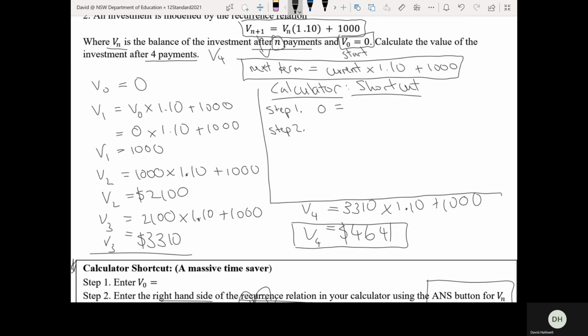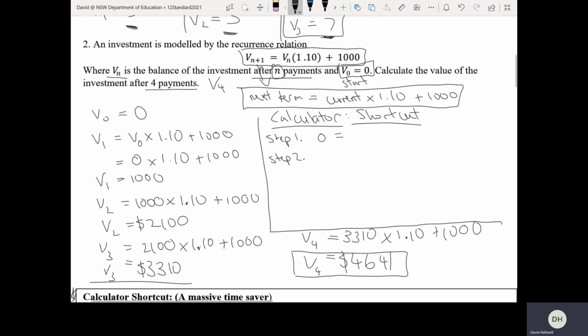Then step 2, we need to set up the recurrence relation in our calculator. In order to do that, remember we're entering the right-hand side and we're using the answer button for V sub n. So you'd write answer times by 1.10. Okay, actually the brackets aren't necessary because you're just timesing by one number. And then plus 1,000. Okay, so that's step 2. And then every time you press equals, you're going to get to the next term. So hopefully put that in your calculator. If you haven't, pause the video, put it in your calculator. 0 equals, then answer times by 1.10 plus 1,000.